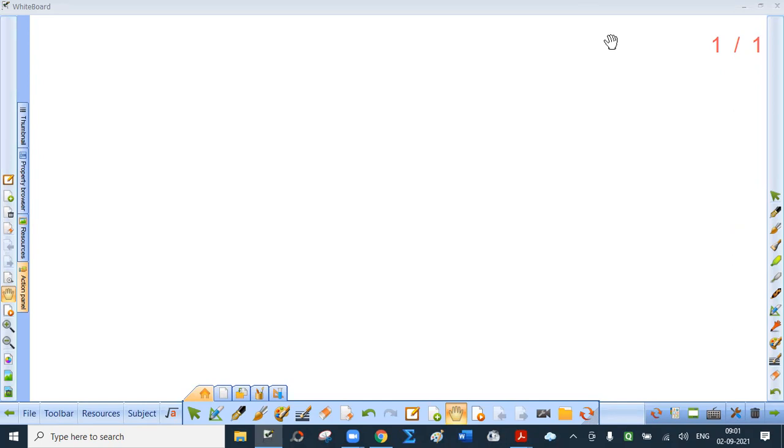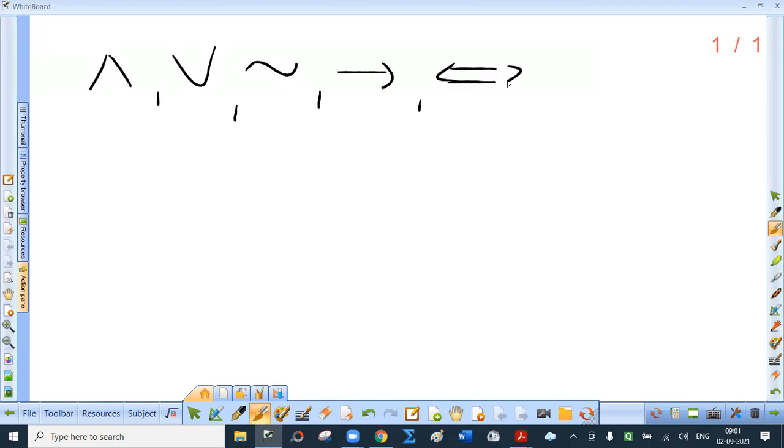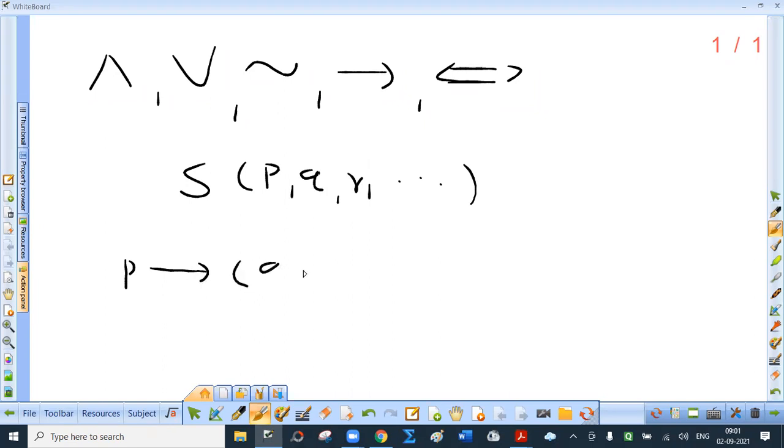along with logical connectives. Which are the logical connectives? This is and, then or, then not, implies, biconditional, is called a statement pattern, which is generally written as a statement pattern consisting of these statements. Okay. For example, P implies Q or R. Okay, this is nothing but a statement pattern.